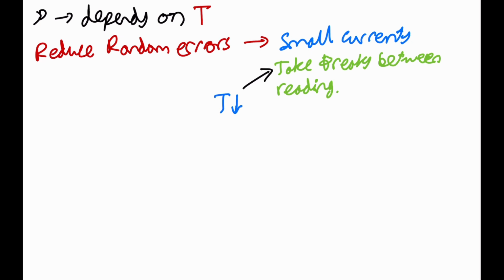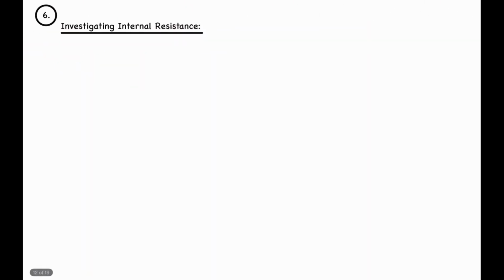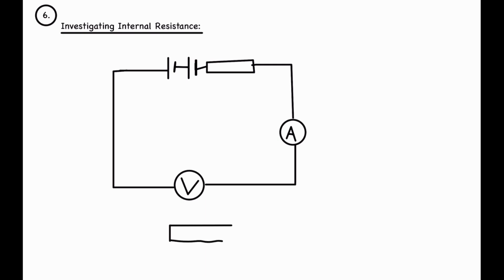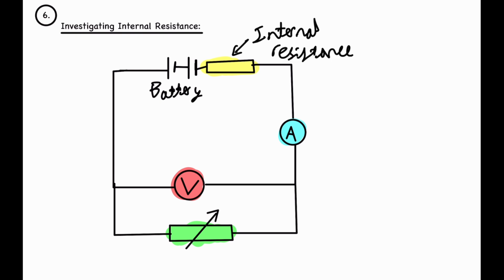Now let's move on to the next electricity practical, which is investigating internal resistance and e.m.f. So first, let's draw the apparatus as always. So we would have a battery like this with an internal resistance like this. And we would have an ammeter attached to the circuit in series and a voltmeter as well in parallel to the circuit. And after we would have a variable resistor to act as our load resistance. So this is the battery with this internal resistance, and this is the ammeter, and this is the voltmeter, and this is a variable resistor, which is a load resistance R.